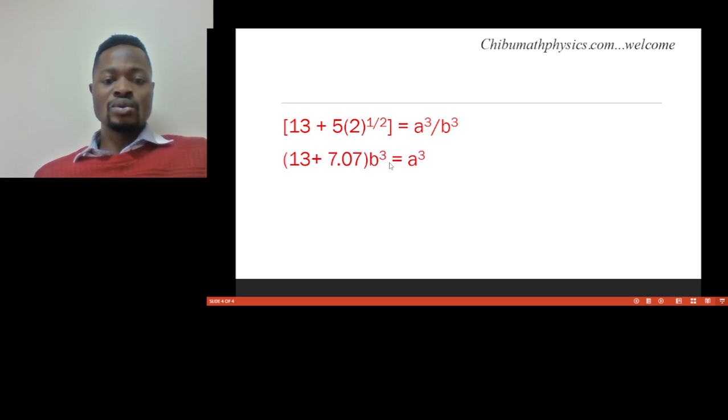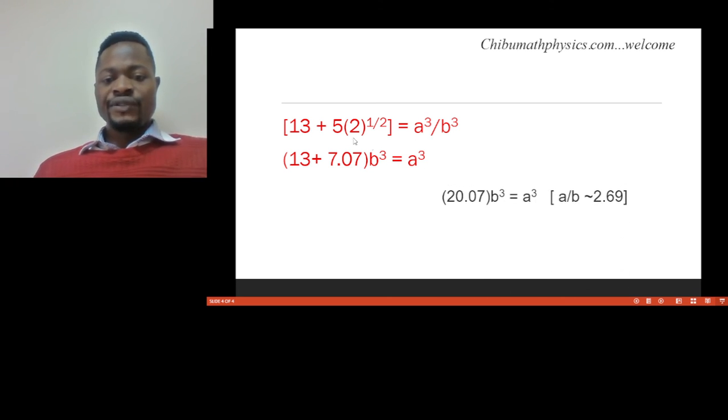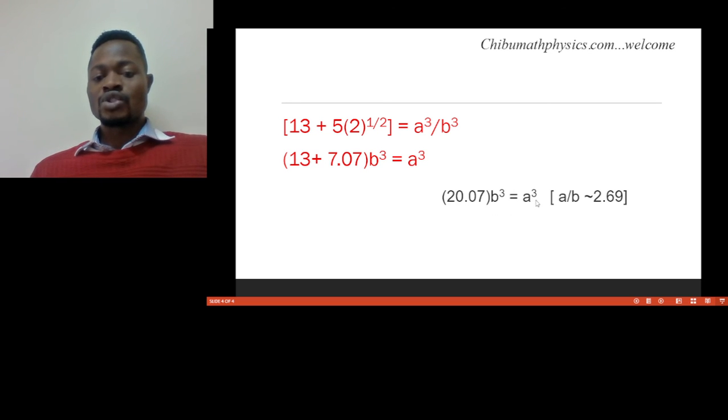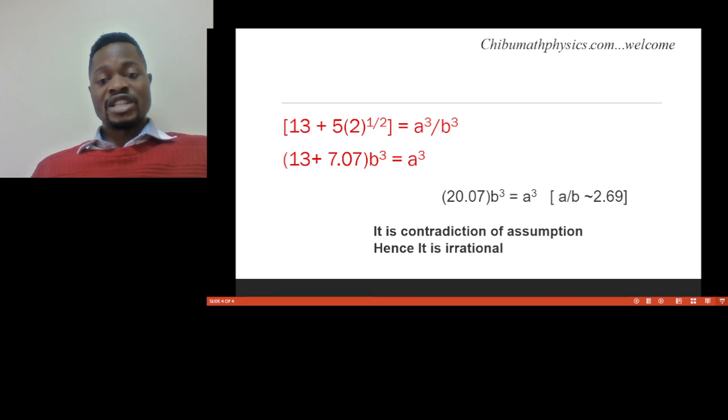And if we do that, we divide this by b so that we have 13 plus 7, because when you open this up, 7 by 2 raised to a half, you will have 7.07. If you add 13 plus 7.07, you have 20.07. b cubed is equal to a cubed. So it is a contradiction of the assumption.